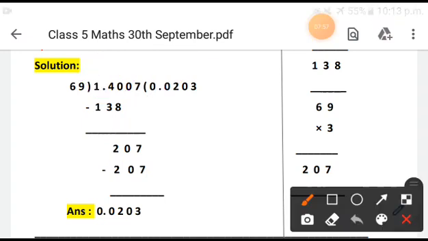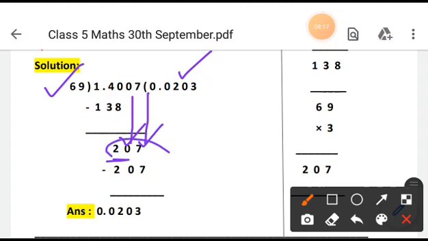So now you will have to bring down the 0 over here. Now see, after bringing down the 0, you are getting what? 20. But 20 is less than 69. It will not go. That is why you are putting 0. It is not going means you are putting 0. Now you are bringing 7. So it is now becoming 207.